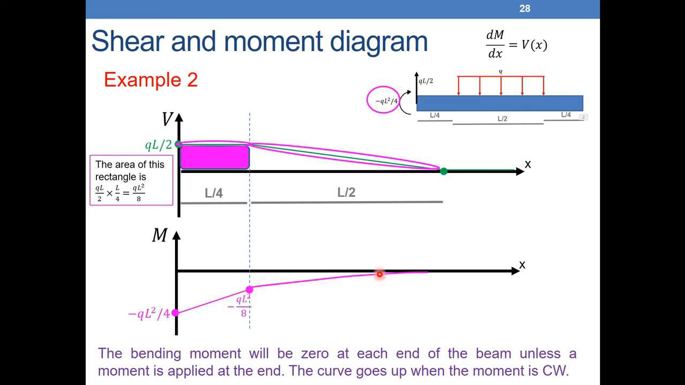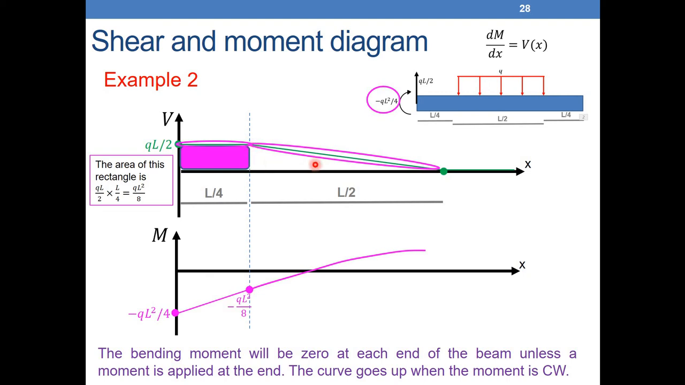The second step is I need to check what will be the value of M at this point here. So let's make it clearer. Let's say I don't know where to go. I know that it should be a parabola. I put in my mind that it should be a parabolic variation like this. I don't know what will be the value at this point here. So to find the value at this point, we always use the same concept. The variation between the moment at this point and the moment at this point is equal to the area under the shear curve.